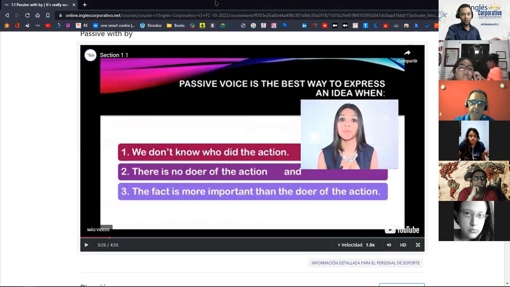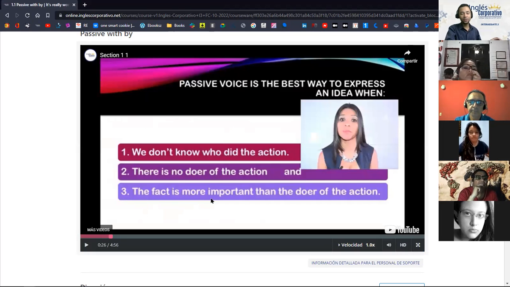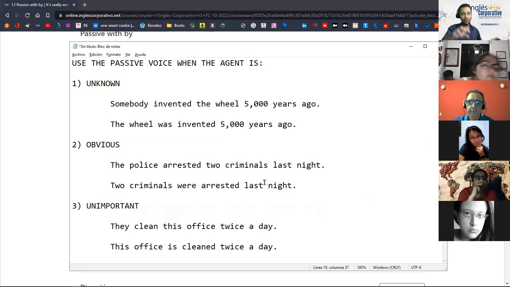Si ustedes se fijan, y aparece acá, the fact is more important than the doer of the action, ¿verdad? El hecho de que estas acciones se llevan a cabo son más importantes que quien las realiza. Y ahí es que utilizamos the passive voice. ¿Ok?